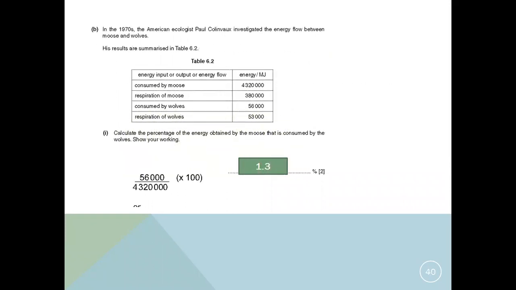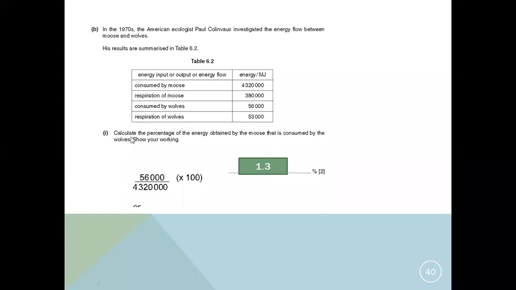We have this question. In 1970, the American ecologist Paul Kolynevacs investigated the energy flow between moss and wolves. His result is summarized in table 6.2, right? So look at here, how energy input or output, or energy flow, like how much energy is consumed by moss, and through respiration, how much by moss through respiration, consumed by wolf, and respiration of wolf. So this energy is given to you.